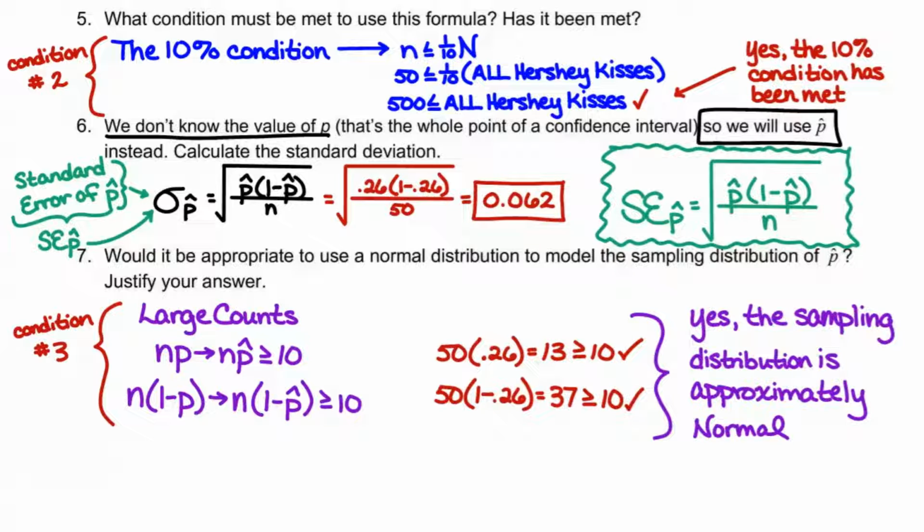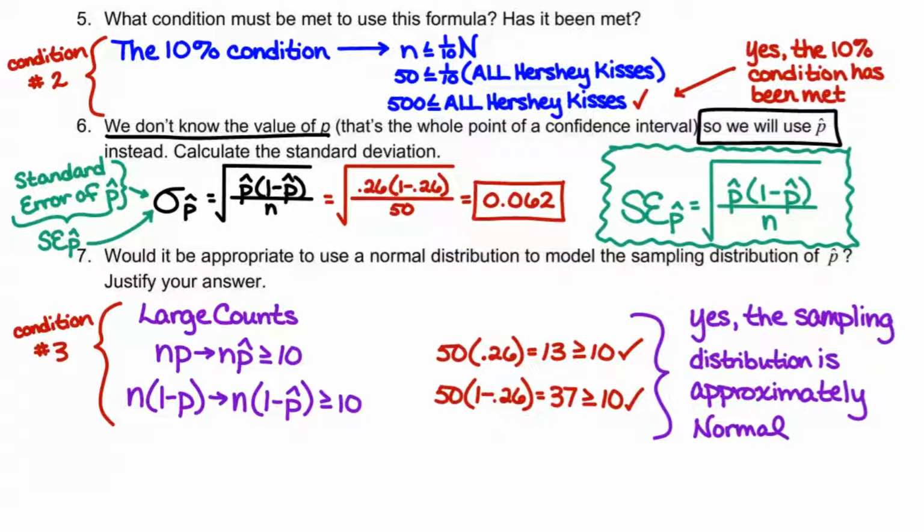What if they're both? If one of them is not greater than 10, then we cannot use a normal distribution. A normal distribution would not be appropriate, and we would either have to find some other way of modeling this, or we just can't move forward.